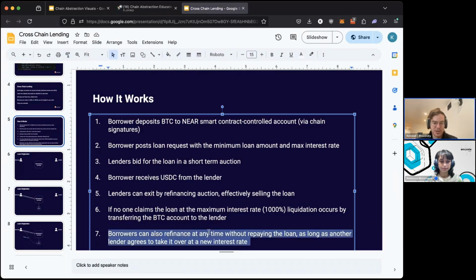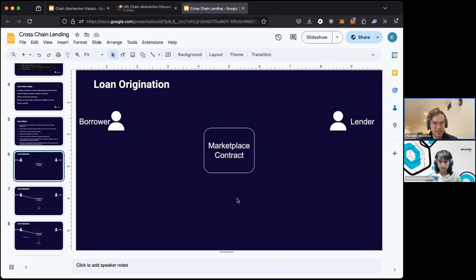And then of course, borrowers here ultimately do have control, in the sense that at any time they can trigger a refinance themselves, or they can just pay the loan back and then they'll be out. So to walk through this a little bit more clearly, similar type of structure as before, except now we have a borrower on one side and a lender on the other side. And we still have that marketplace contract sitting on NEAR and using chain signatures.